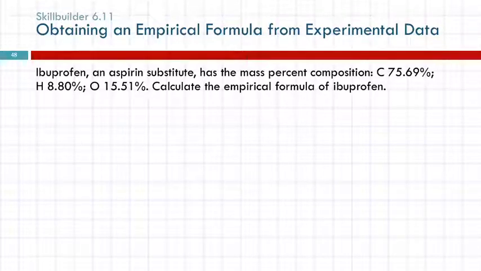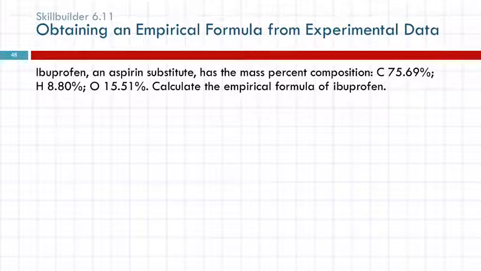So in this example, the ibuprofen and aspirin substitute has the mass percent composition given here. Calculate the empirical formula of ibuprofen. We're not given masses, we're given a mass percent composition. So what do we do? Well, you can make it into a decimal.